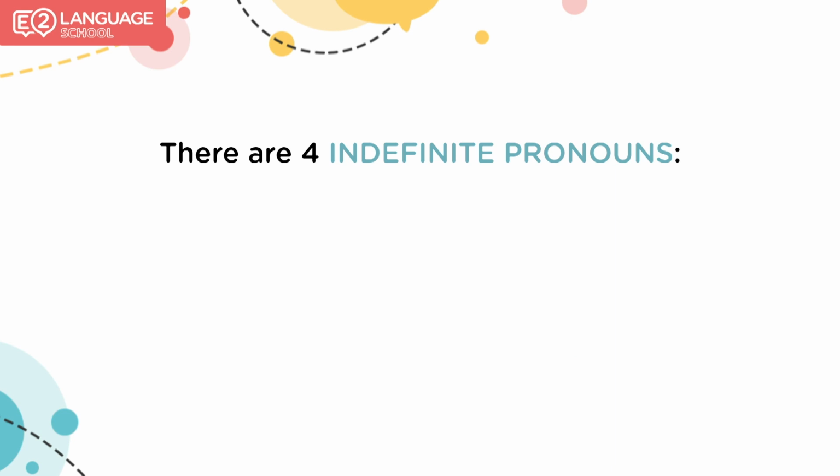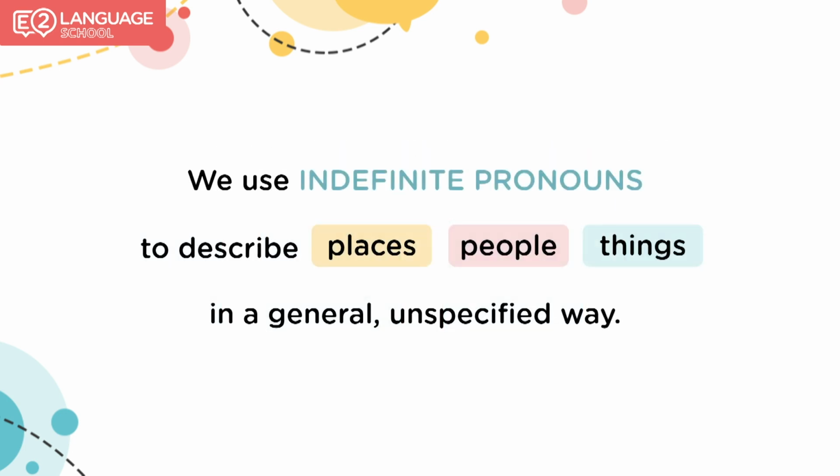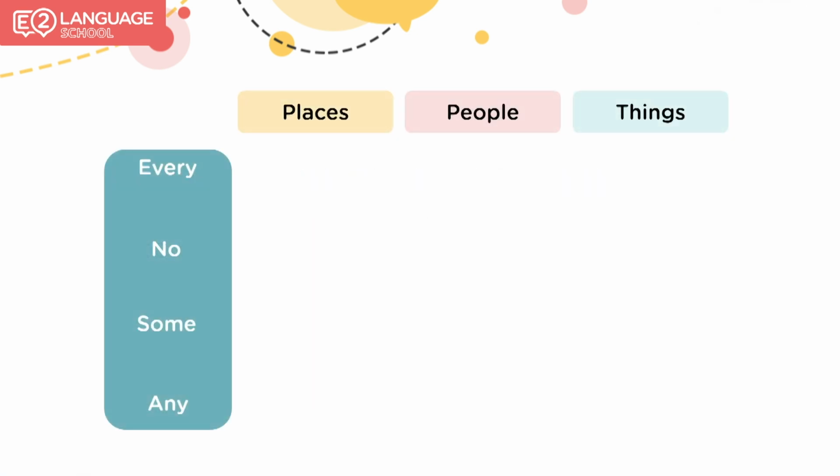Okay, now we're going to move on to the second part of the review where we look at indefinite pronouns. So we've got 4 types: every, no, some, and any. And if you remember from the video, we use indefinite pronouns to describe places, people, and things in a general, unspecified way. Now, if you've forgotten what these words mean, general and unspecified, get out your dictionary and look up their definition. So, to recap, every becomes everywhere, everyone, everybody, everything.